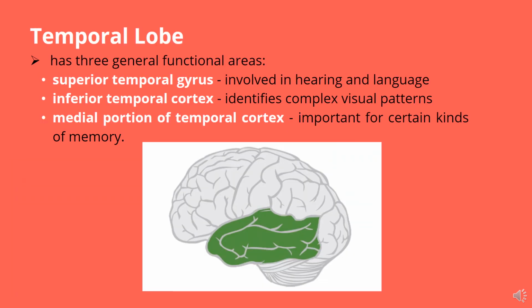The cortex of each temporal lobe has three general functional areas. The superior temporal gyrus is involved in hearing and language. The inferior temporal cortex identifies complex visual patterns, and the medial portion of temporal cortex, which is not visible from the usual side view, is important for certain kinds of memory.